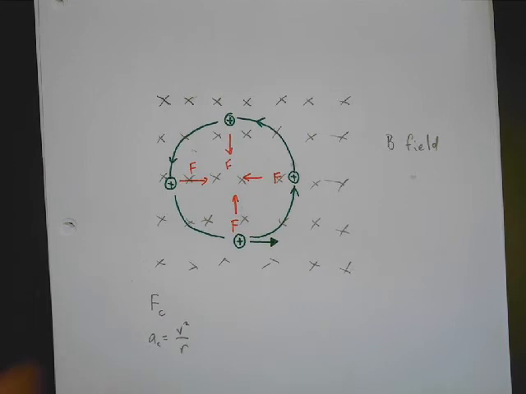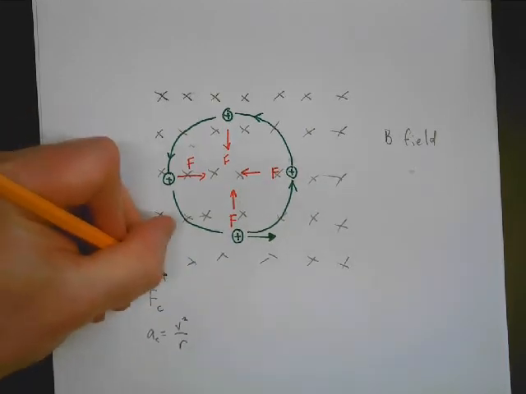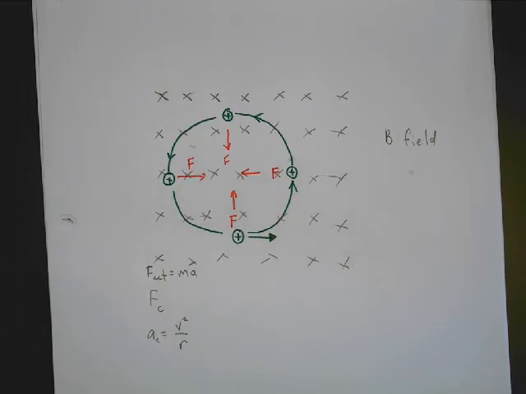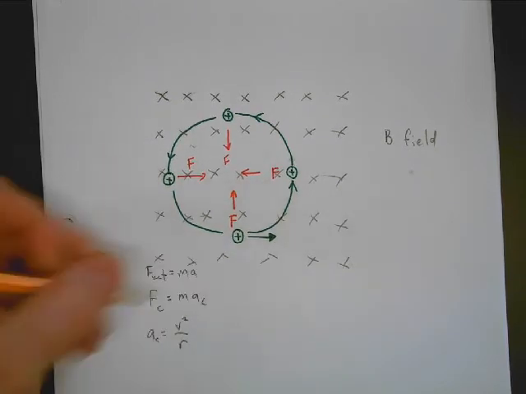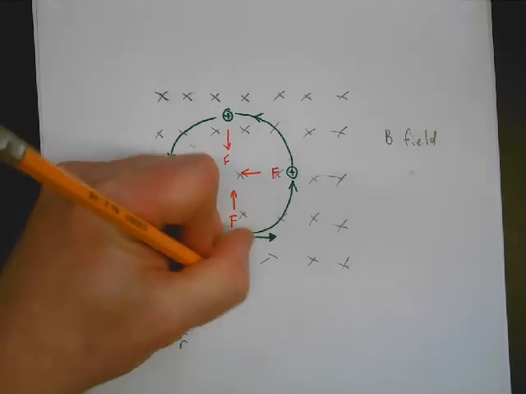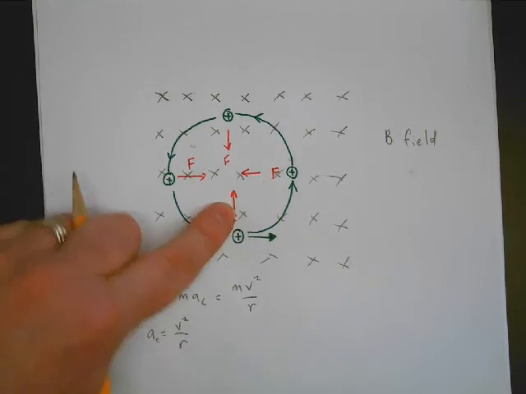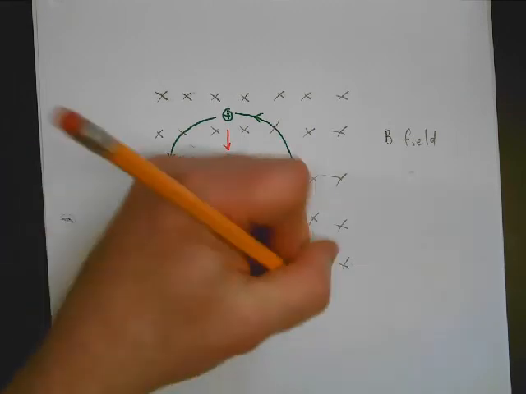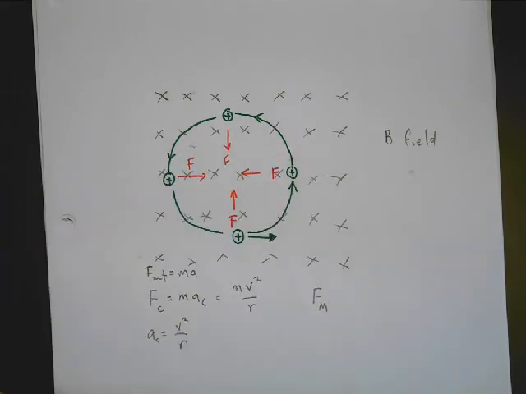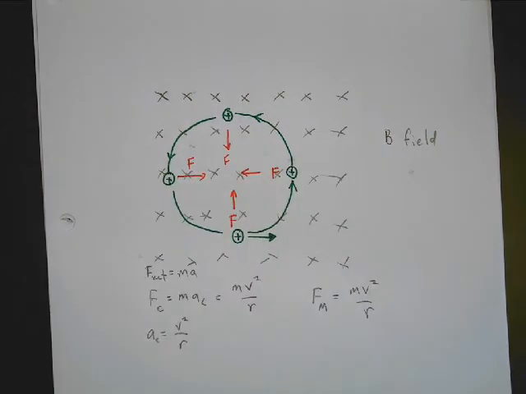And just remember, FC is a special net force. So net force is equal to MA. So a special net force is going to be equal to MAC, which is going to equal MV squared divided by R. Hopefully you remember that, the net force for something moving in a circle. Well, what is supplying this net force? Well, that was the magnetic force. So you're really going to end up with the magnetic force equal to mv squared over r.